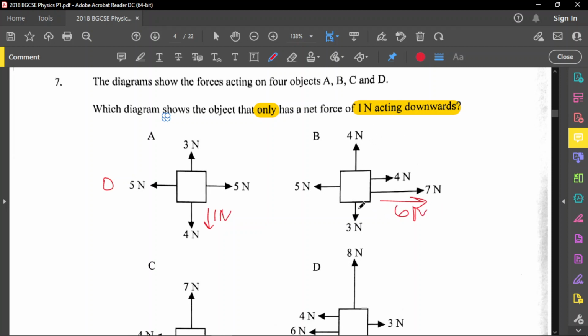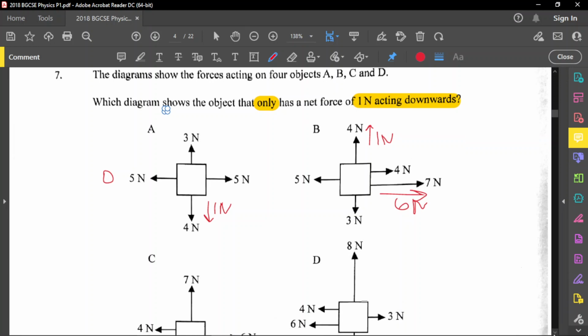And let's check the vertical plane now. 3 going down, 4 going up, so 1 Newton net going up. So you know that B is wrong in every possible way. All right, let's look at option C.